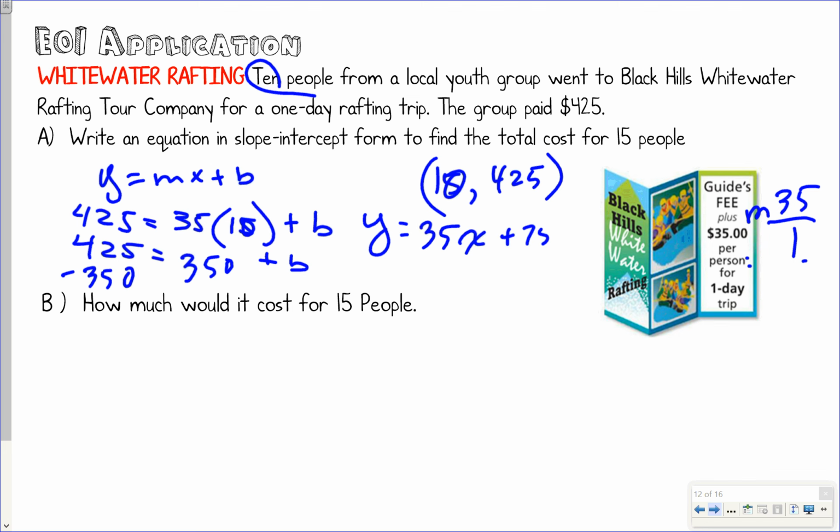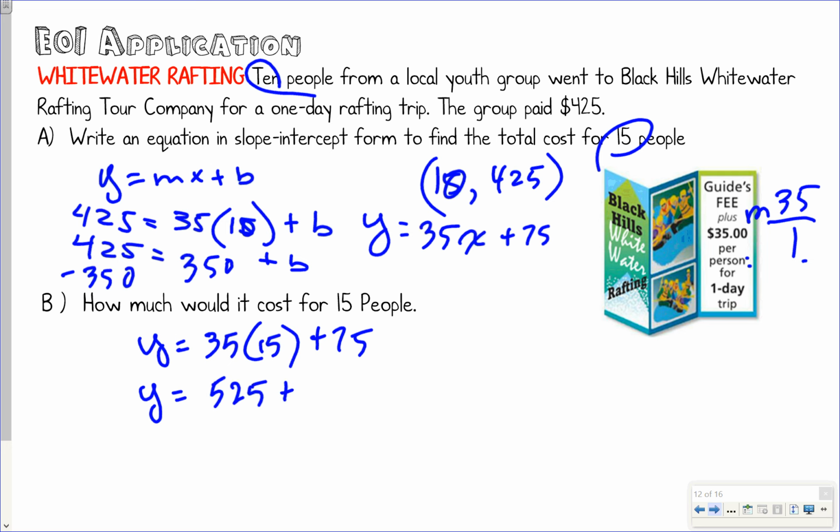Yes, plus 75. Okay, so now we got 15 people, so we want to figure for 15. Now I can use my what? Linear. I can use this, right? So y equals 35 times 15 plus 75. What's 35 times 15? Plus 75. Y equals 600. Yep. Sorry about that. I misread.